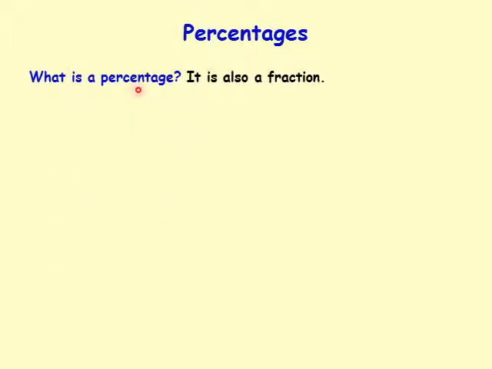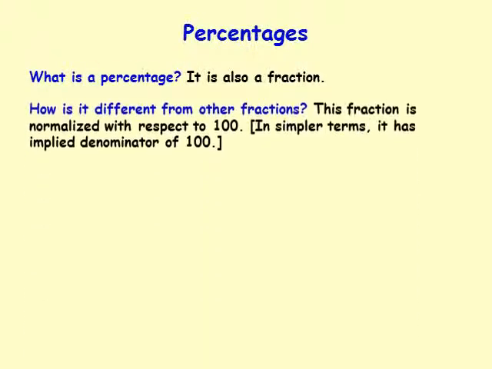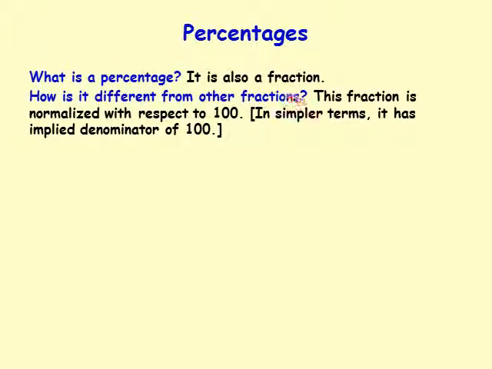What's a percentage? It's also a fraction. How is it different from other fractions? This fraction is normalized with respect to 100, and that's the mathematical way to say it. In simpler terms, a percentage has an implied denominator of 100.